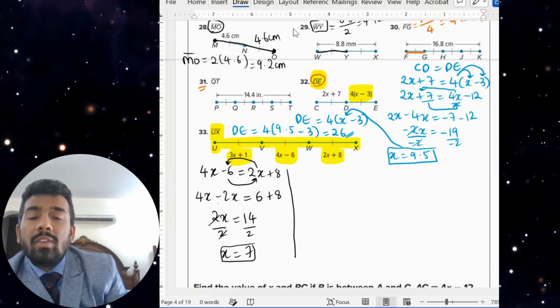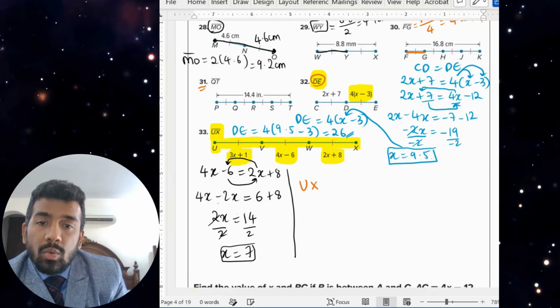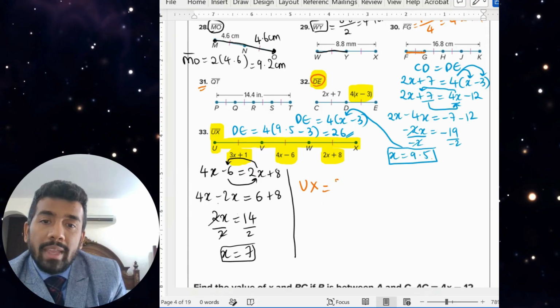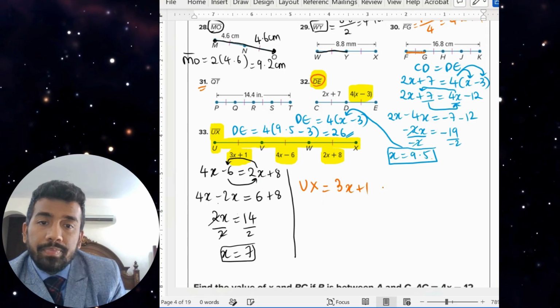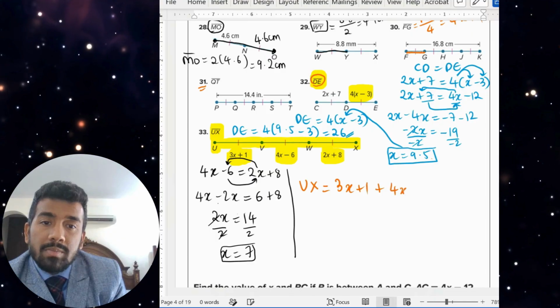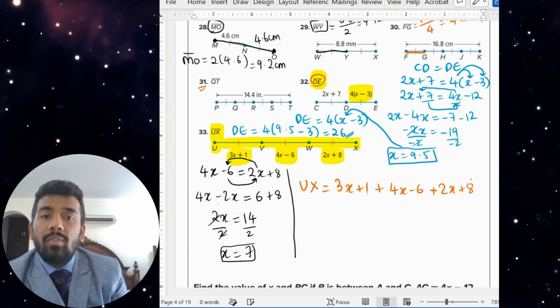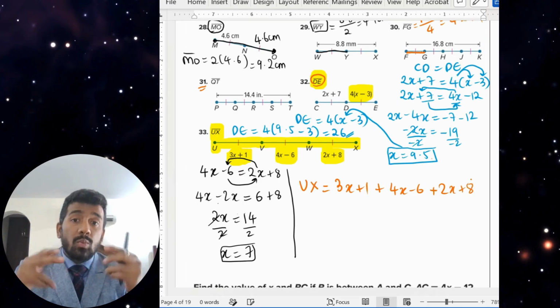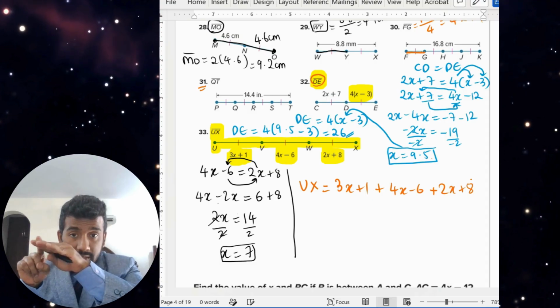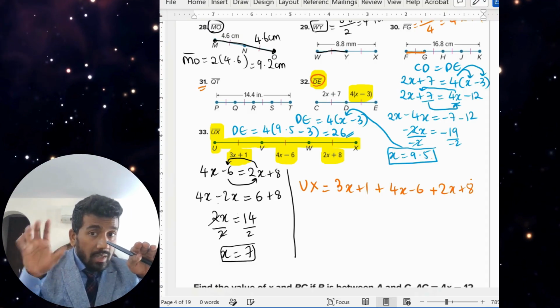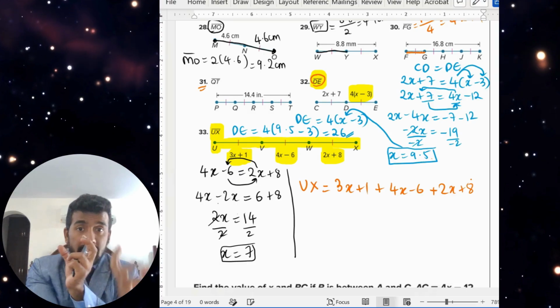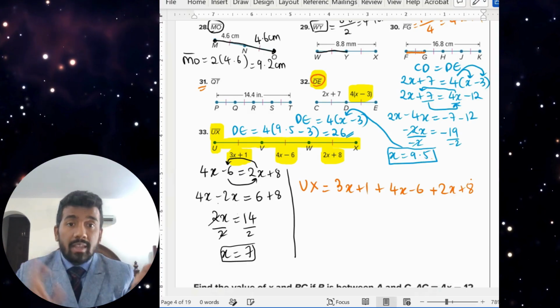Okay, so we take all of them together. So what is UX? Add all the x. 3x plus 1, 4x minus 6, 2x plus 8. Why do we add all of them together? Because we want UX. UX consists of all the three terms, right? 3x plus 1, 4x minus 6, and 2x plus 8. So we add them together.